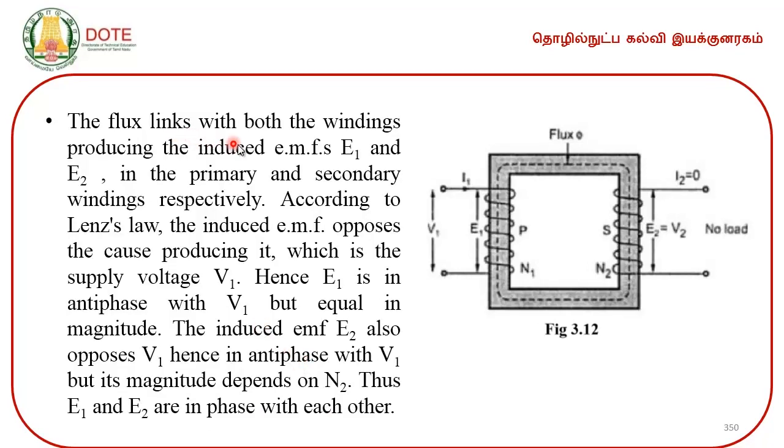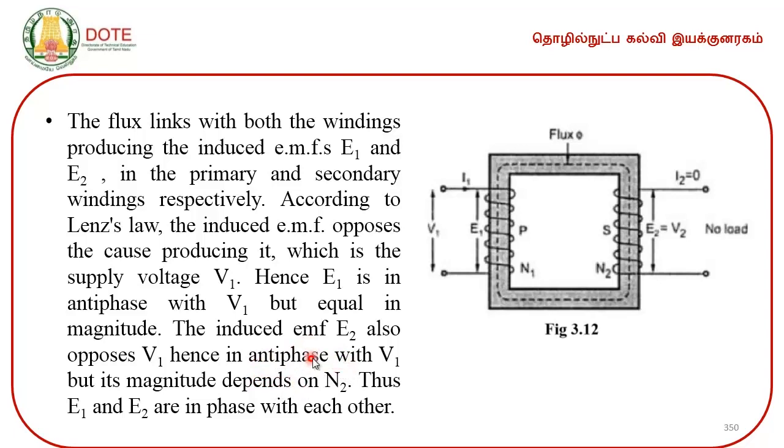The flux links with both the windings, producing the induced EMFs E1 and E2 in the primary and secondary windings respectively. According to Lenz's law, the induced EMF opposes the cause producing it, which is the supply voltage V1. Hence, E1 is in antiphase with V1, but equal in magnitude. The induced EMF E2 also opposes V1, hence is in antiphase with V1, but its magnitude depends on N2.